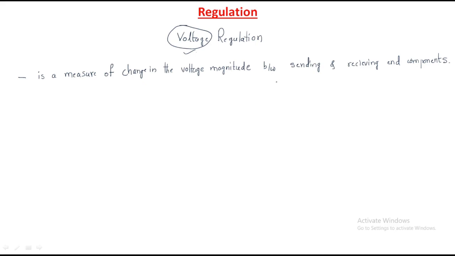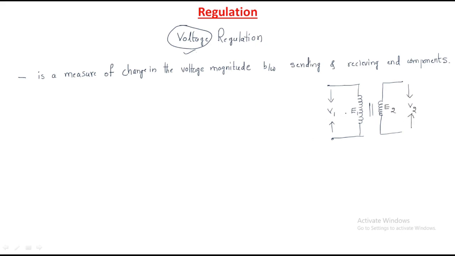Between the sending end and receiving end voltage we have a difference. That difference will be analyzed by this voltage regulation. For that purpose, first we have to look at the transformer construction. A transformer has two windings: one is the primary winding, another one is the secondary winding. The primary winding is given the supply voltage V1, and it induces E1 in the primary winding, and the secondary induced EMF is E2, and the voltage magnitude is V2.